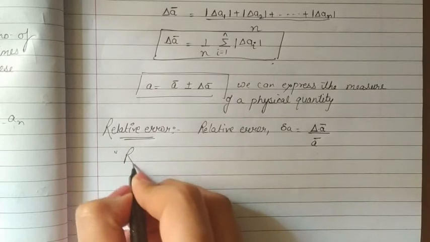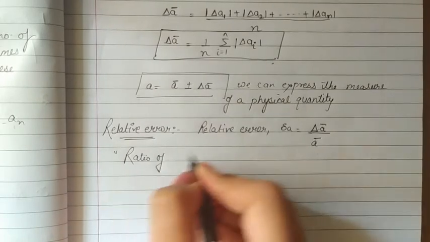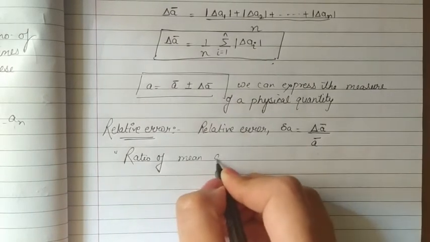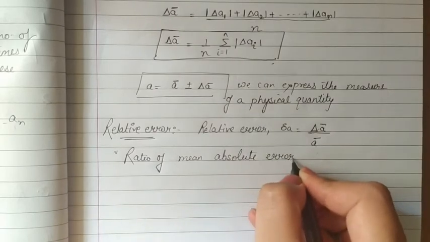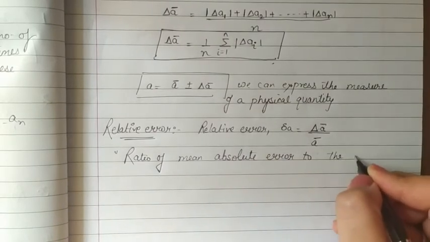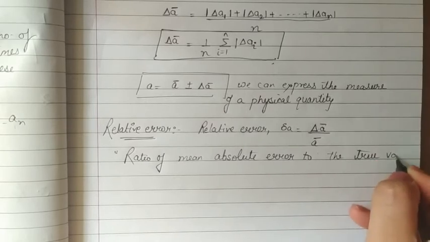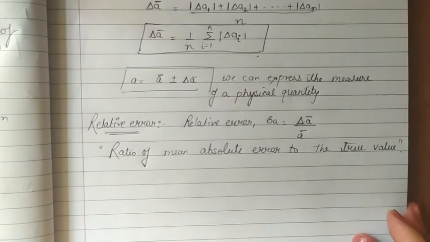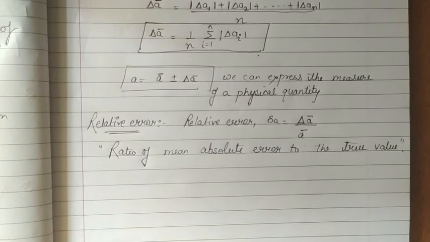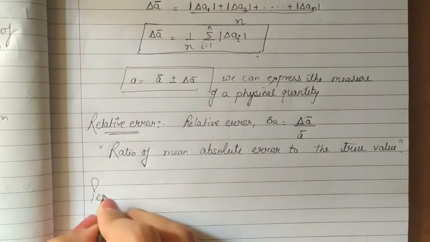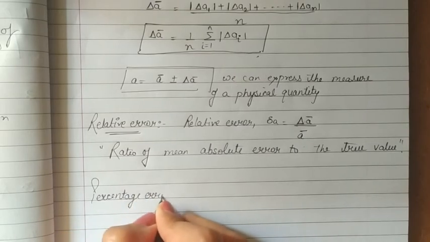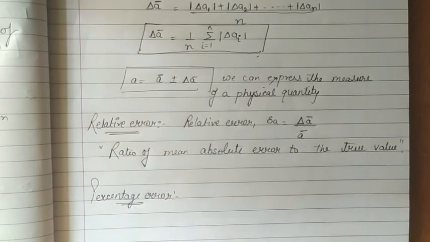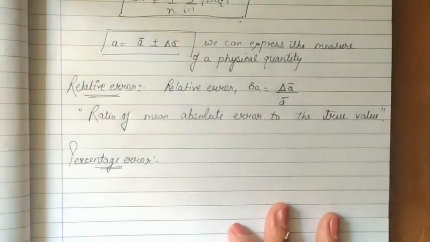We can write it as the ratio of mean absolute error to the true value, right? So this is the relative error for a particular measured quantity. Now the last thing is the percentage error. Percentage error is nothing but the percentage representation of relative error. If we express relative error in percentage form, then that is called percentage error.